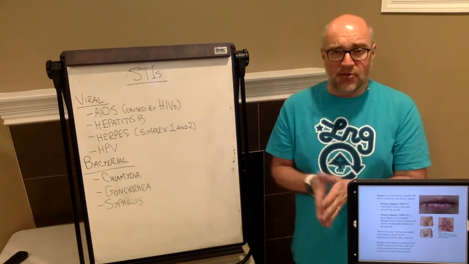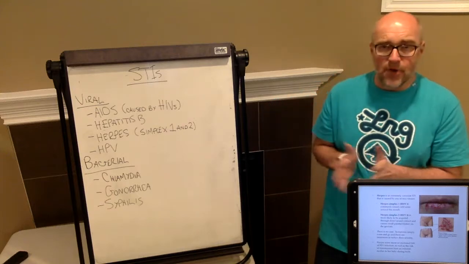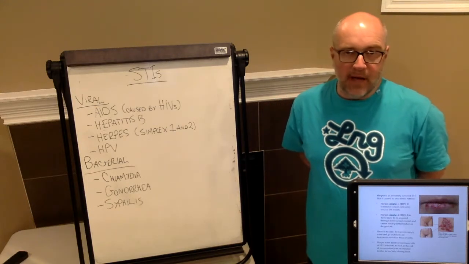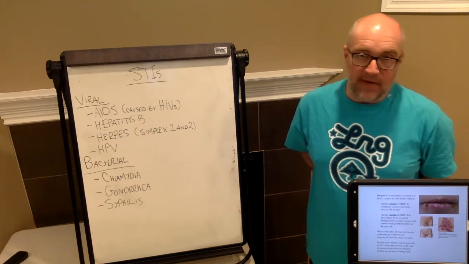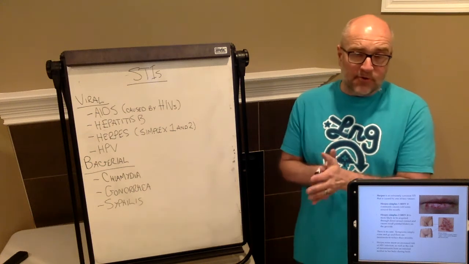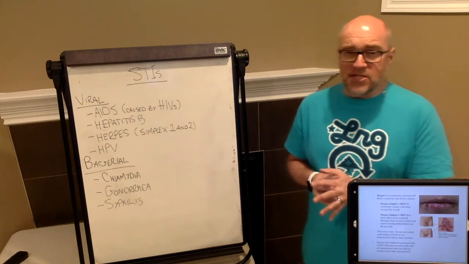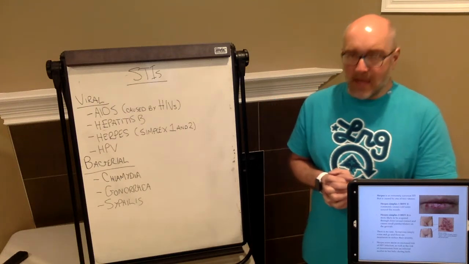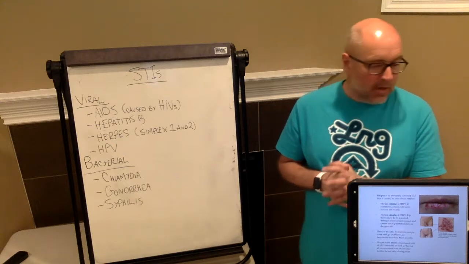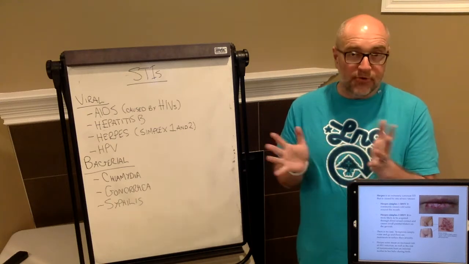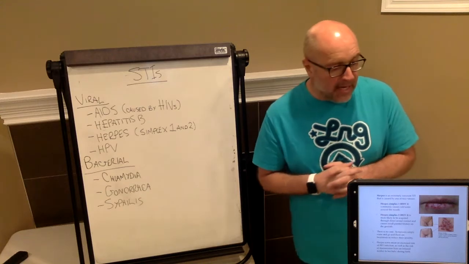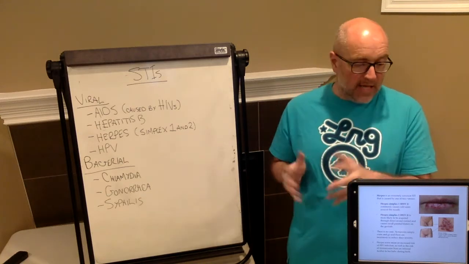The third viral infection is herpes, probably the most well-known or most common form of sexually transmitted infection. There are two types. There's herpes simplex 1, HSV1, and there's also herpes simplex 2, HSV2. Herpes simplex 1 would be your cold sores around your mouth, and then herpes simplex 2 would be through direct sexual contact.